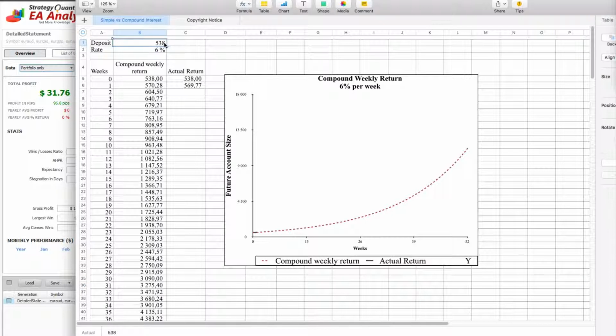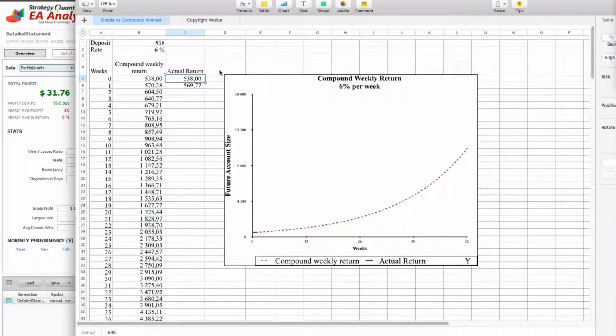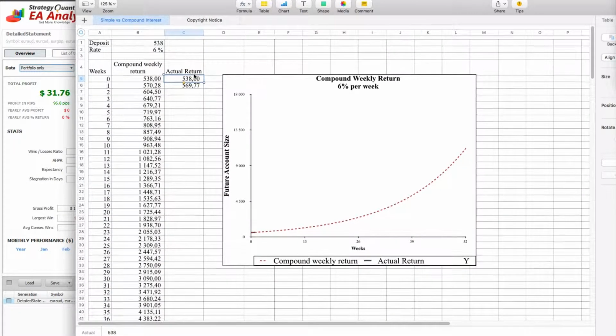You put your initial deposit amount here and then the compound rate, and this column will show the compound weekly return. On the next column I will put my actual return. So we started with 538. Actually it's 538.1, but close enough. First I deposited 500, then I got some reimbursement of $38.1. So this is why the initial account size is $538.1.